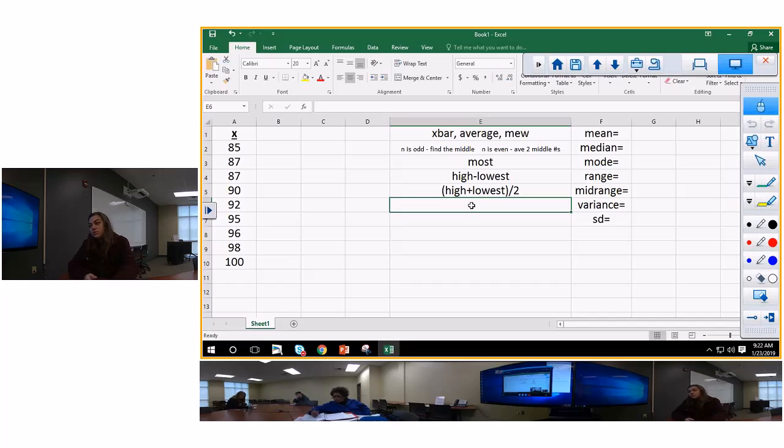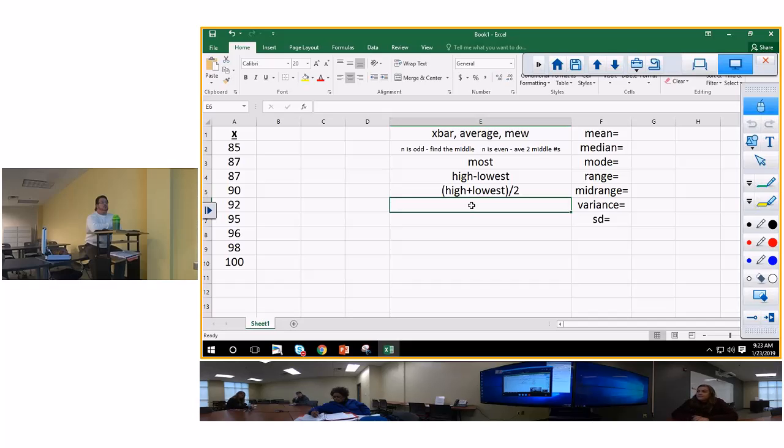Now, the variance and standard deviation, we're going to slow down when we get down there, okay? So, let's see how many we got right now. This is 1, 2, 3, 4, 5, 6, 7, 8, 9, right? So, 9 is odd or even?